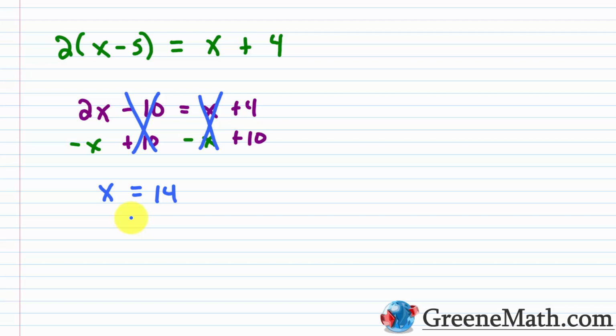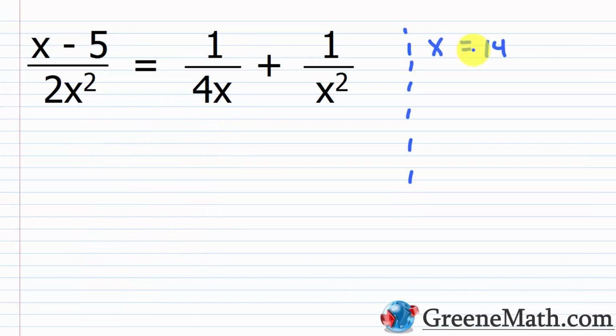Again, the reason I say proposed solution is that we might get extraneous solutions when we multiply both sides by either a variable or a variable expression. So we need to check. Let's copy this and go back up to the top. We want to check if x is equal to 14. So I've got to plug in a 14 everywhere there's an x. That's going to be here and here, here, and also here.